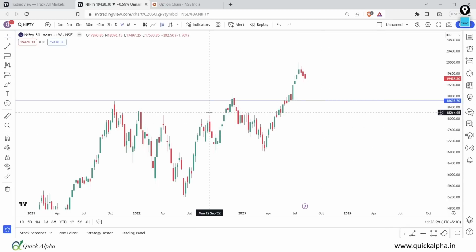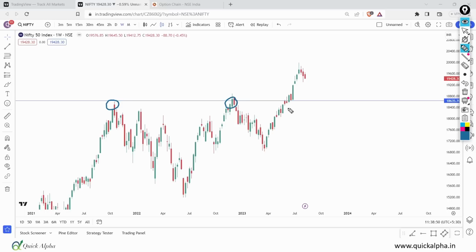So why exactly have I marked 18,600? In 2021, the market had made a swing high of 18,600. From there, it retested again at the beginning of 2023, and finally in July 2023, we broke the swing high, retested, and finally went up from there. So for me, 18,600 is a very important support zone, and I don't expect Nifty to break 18,600 that easily.